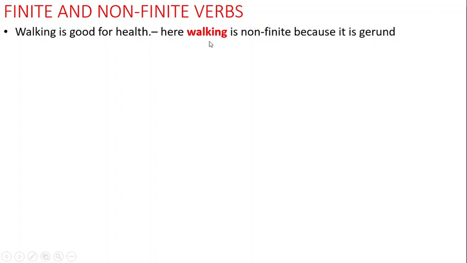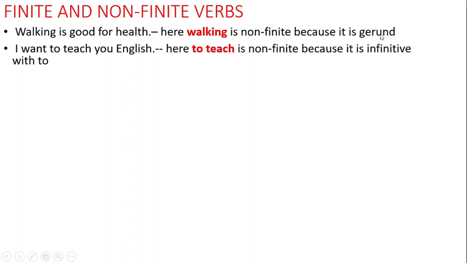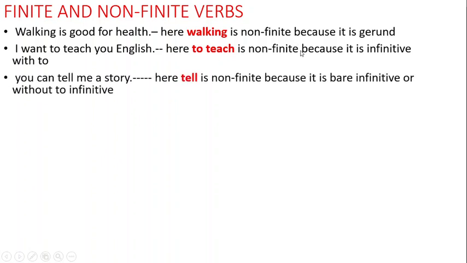All the ing forms are not present participles. If the word is in the subject part and acts as a subject, then it is a gerund. Then next, one more example. I want to teach you English. Here, to teach is non-finite because it is an infinitive. We can say to-infinitive because it takes the preposition to: to plus V1. So this is an infinitive. One more example: you can tell me a story.